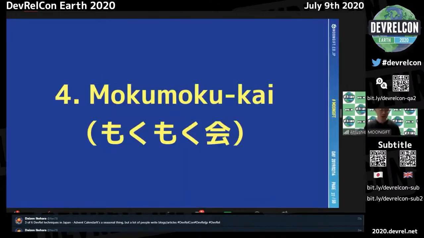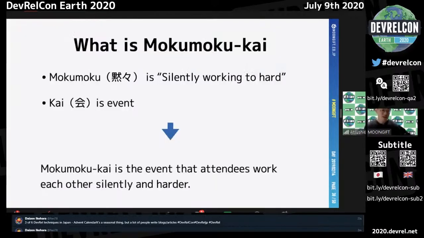Fourth, it's a Mokumoku-Kai. Mokumoku-Kai is an event. I want to explain the meaning of Mokumoku-Kai. Mokumoku means working silently. Kai means event or group. So the Mokumoku-Kai is an event where everyone gathers and does what they want to do.